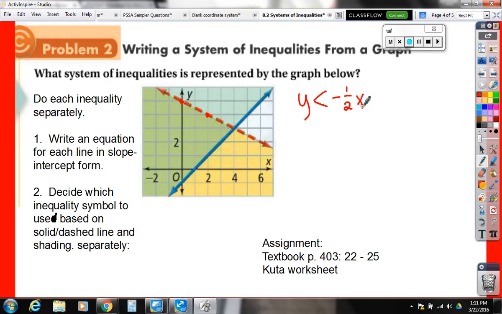And then Cameron, you already told us the y-intercept, so how would I finish this equation? What's your y-intercept? 5, so plus or minus 5? Plus 5. Okay, that's your first equation. Now let's do the blue line. Anthony, what inequality am I going to use? First of all, am I going to have an equals in my inequality?